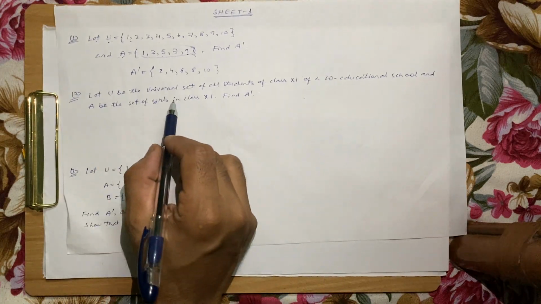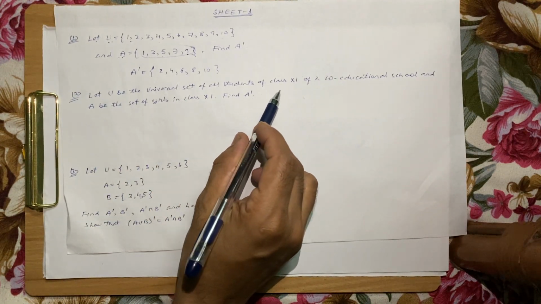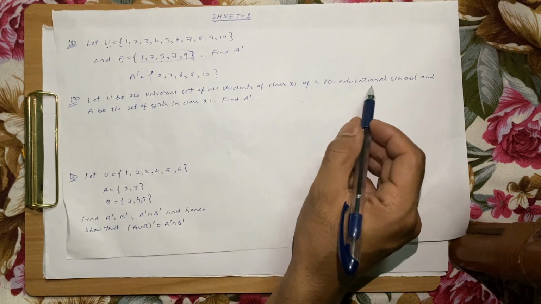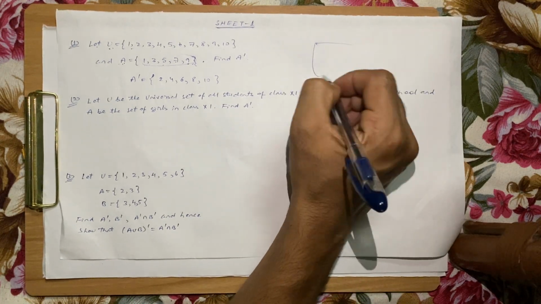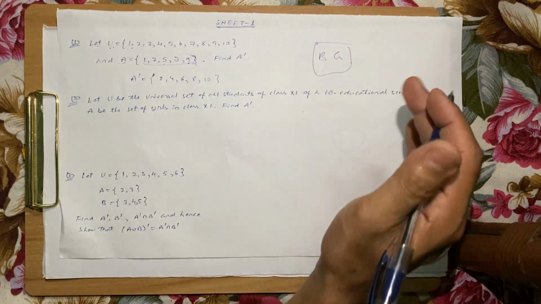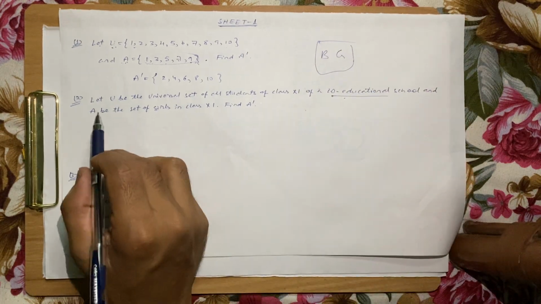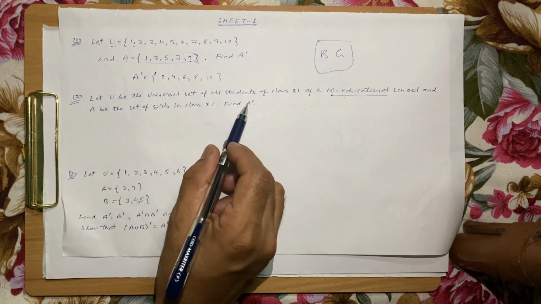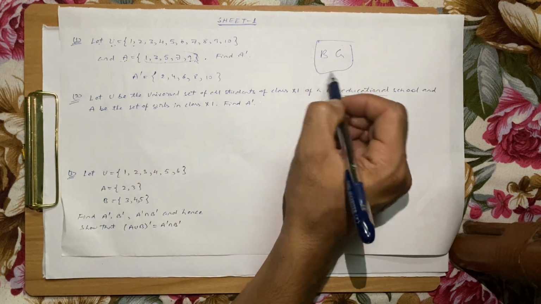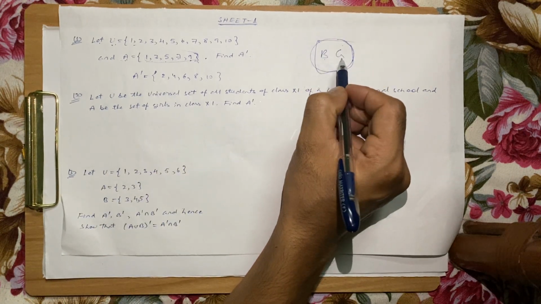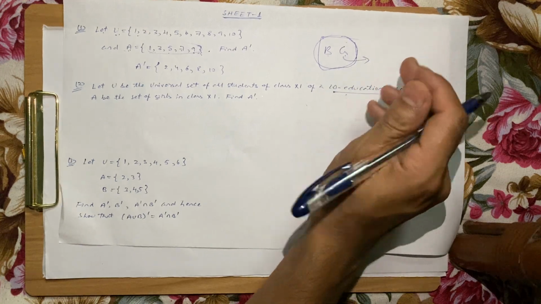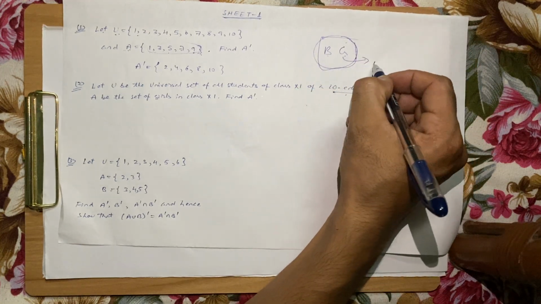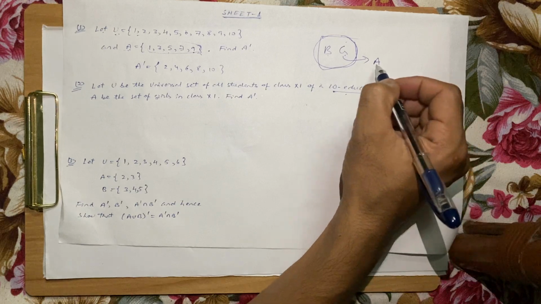Now here it says let U be the universal set of all the students of class 11 of a co-educational school. Which means a school in which you have both boys and girls together, co-educational. And A is the set of girls in class 11. Find A dash. So in a school, if you have boys and girls, and all the girls together have been called set A, then what will be A dash?